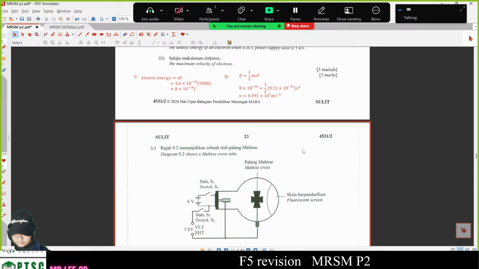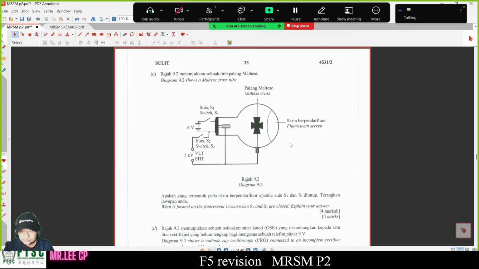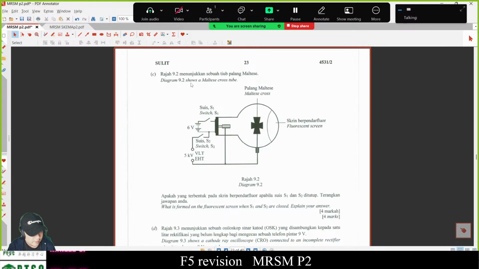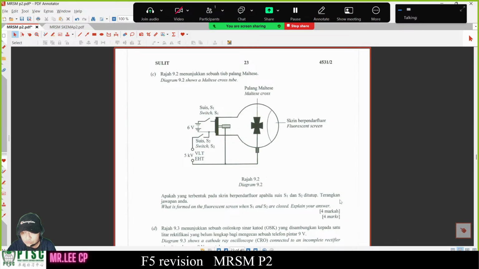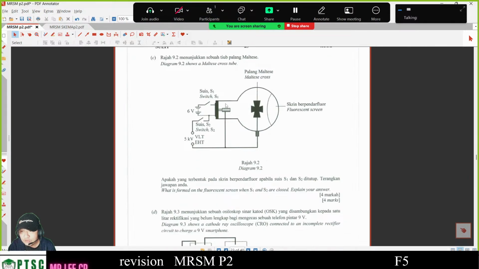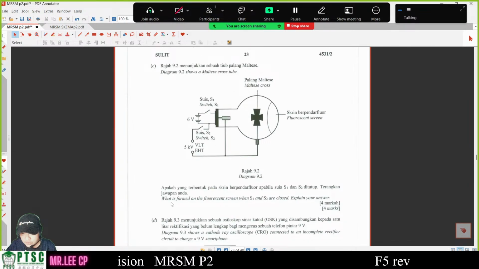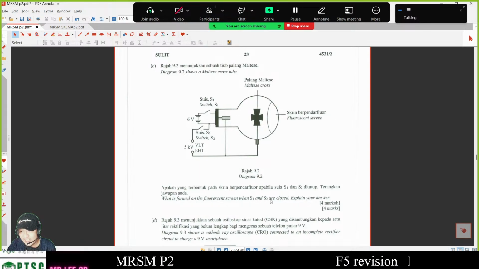Now, any other question before we continue? All right. Should be okay. So we go to this part. I told you this part is hard to get 4 marks. So 9.2 shows a Maltese cross tube. What is formed on the fluorescent screen when S1 and S2 are closed? Explain your answer.